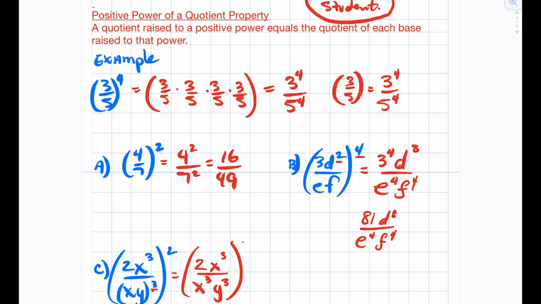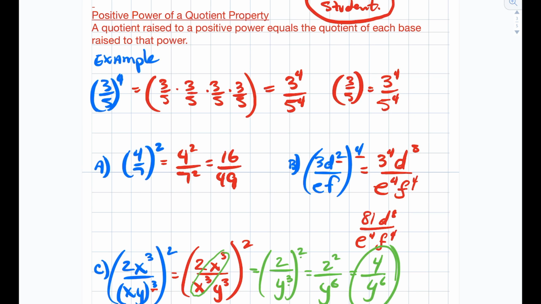This whole thing is being raised to the 2nd power. All right, so I'm still working on the inside of this fraction, and I'm looking to see if there's anything else I can simplify, and I notice that I have x to the 3rd divided by x to the 3rd, which cancels out. So now I have this here, which is equal to 2 squared, y to the 2 multiplied times 3, that's going to be 6. And 2 squared, by the way, is 4 over y to the 6. That's our answer to that one. All right.